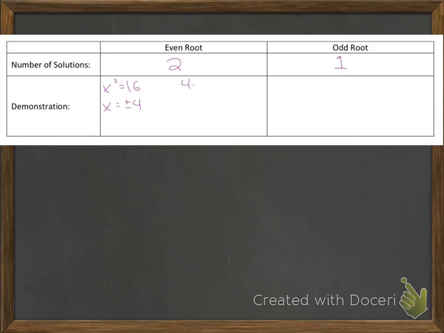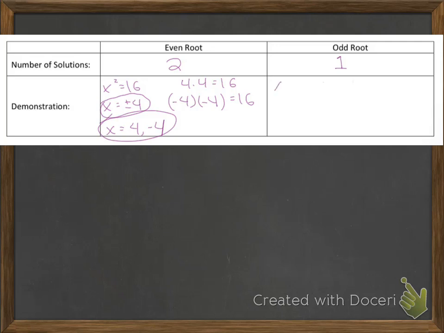And the reason that this is true is because positive 4 times positive 4 is 16, but negative 4 times negative 4 is also positive 16. So again, you can write your answer like this, plus or minus, or you can write it with comma separated values, 4 comma negative 4, or negative 4 comma 4. Either one of these is fine. I don't care. Don't write both, just pick one.